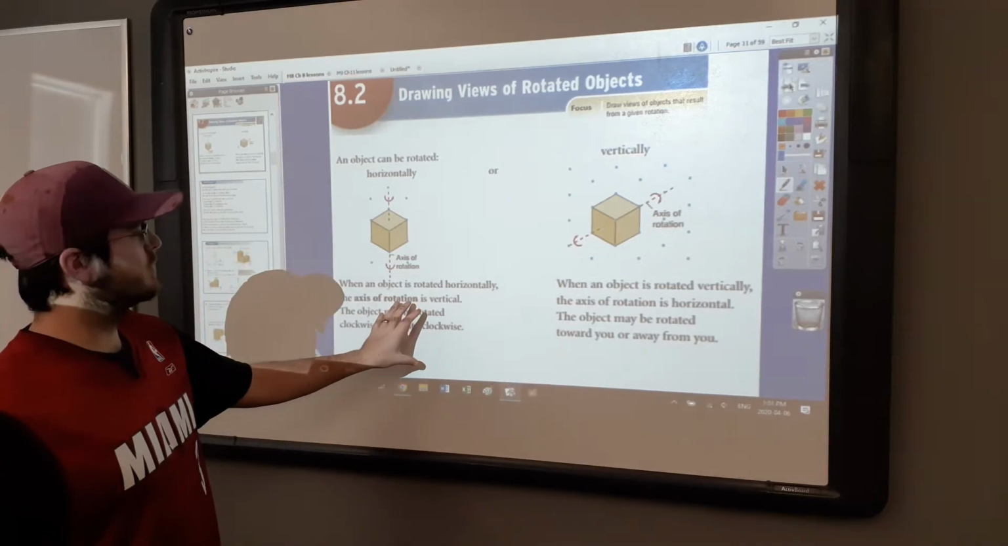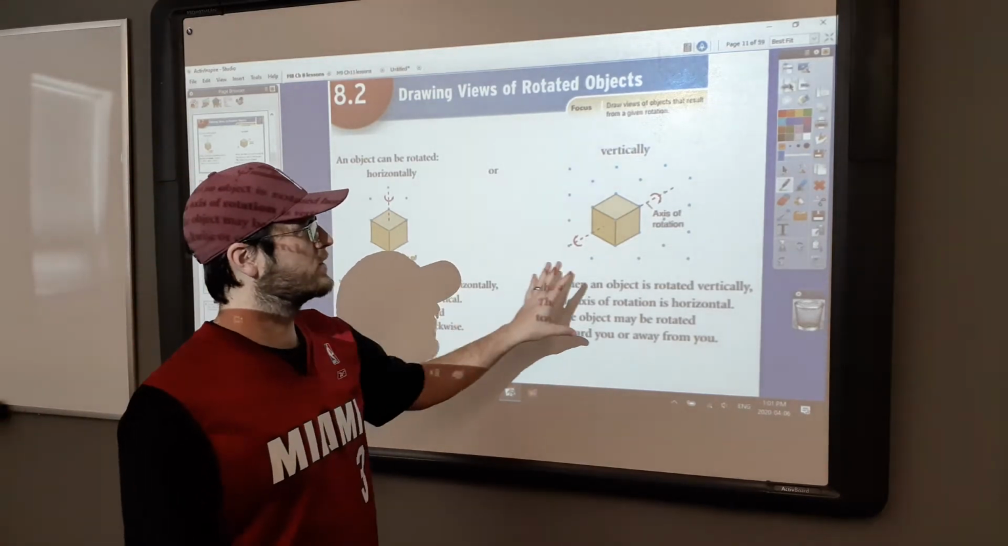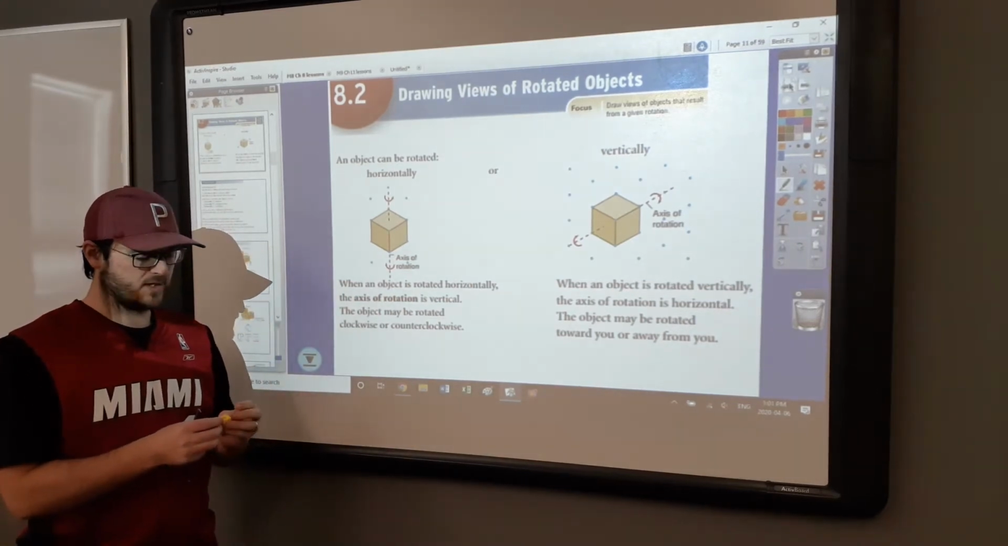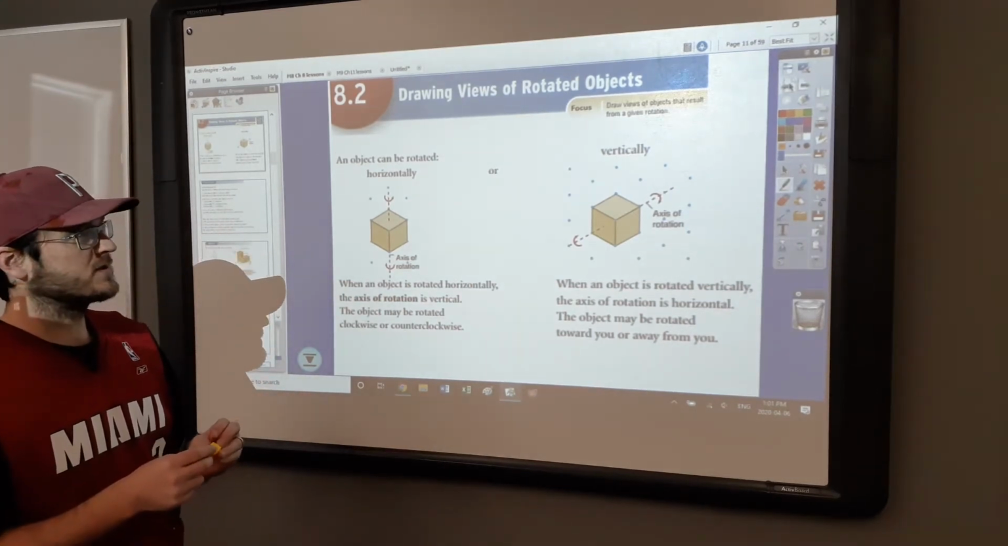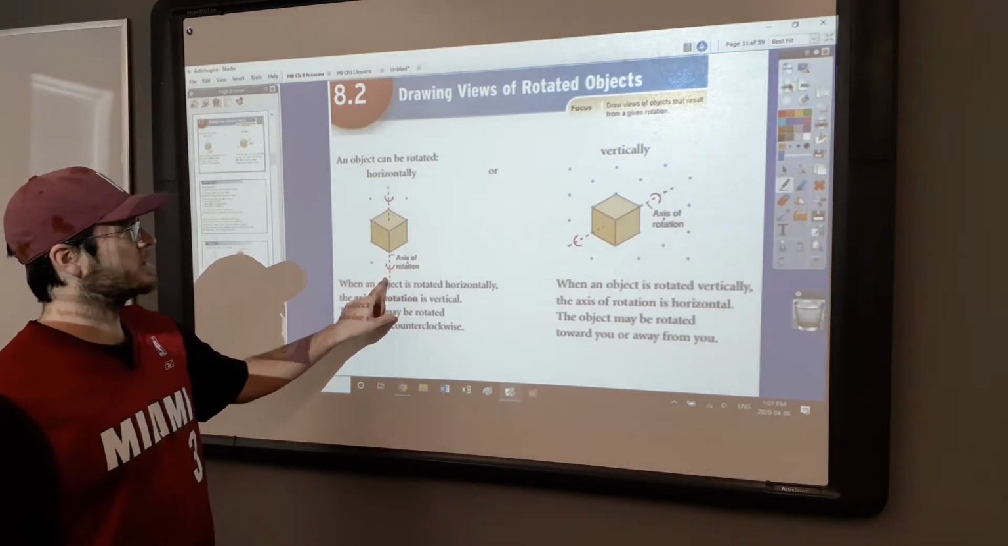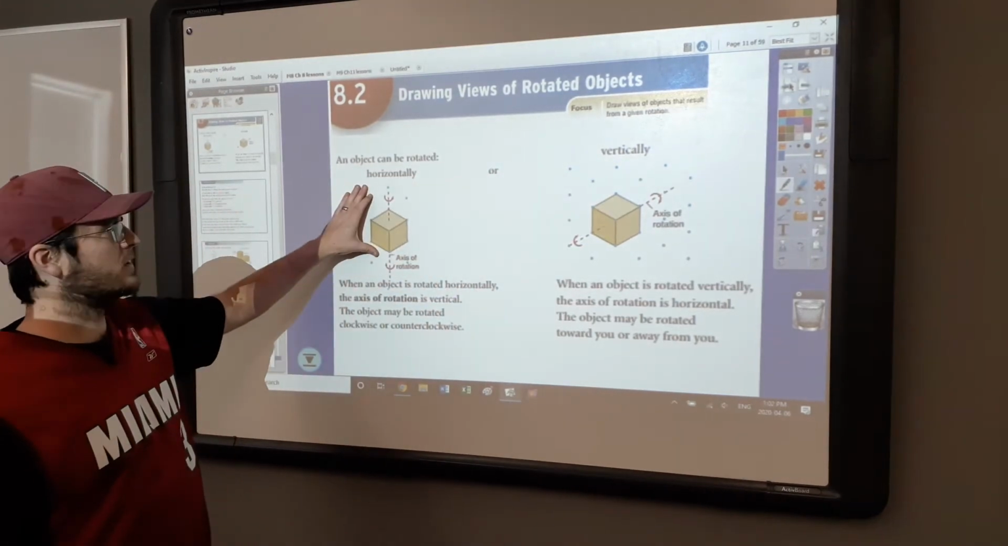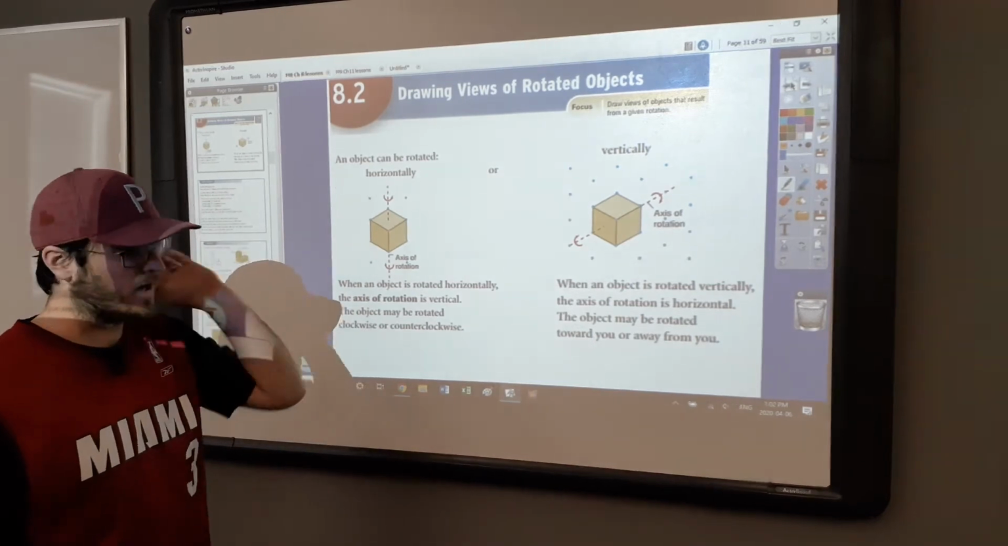Okay, so there's two main types of rotations. We've got horizontal rotations and we've got vertical rotations. And I just want to clarify a couple things before we get into looking at some examples. This is very, very important to understand the difference between these two. So first of all, a horizontal translation or rotation, sorry.